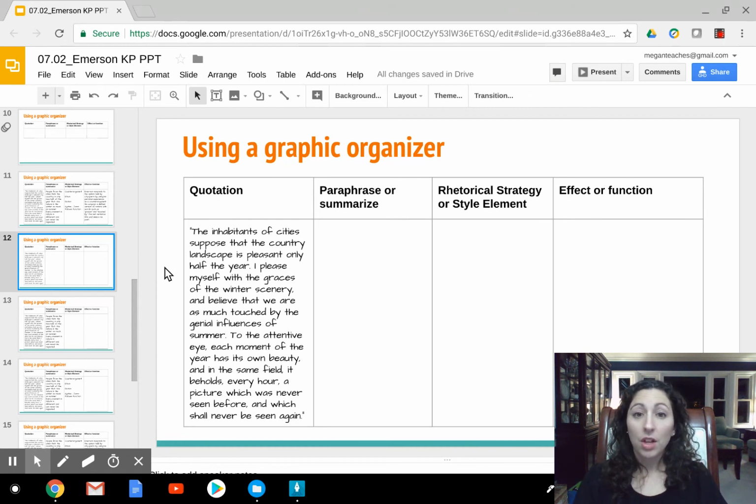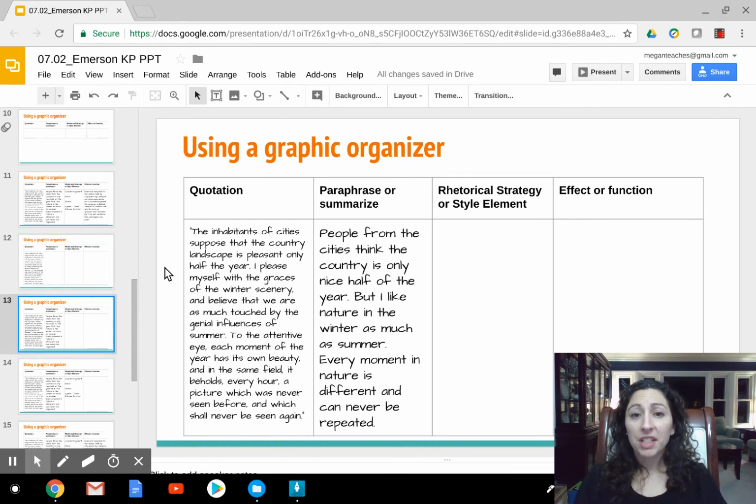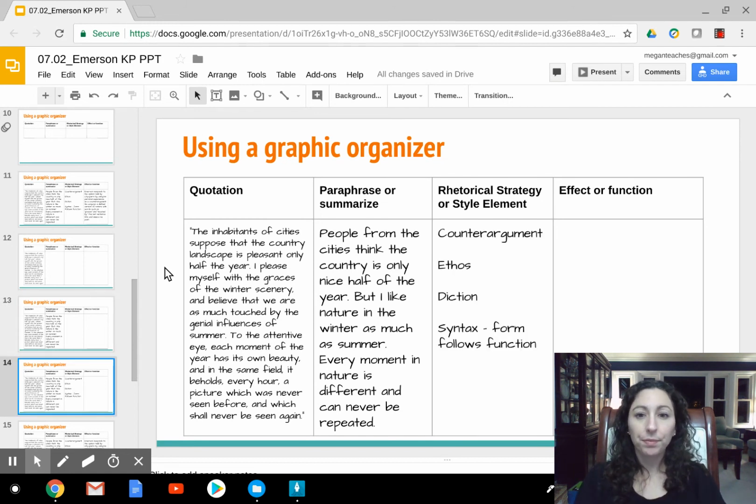All right. So the way I paraphrased it, I said, people from the cities think the country is only nice half of the year. But I like nature in the winter as much as summer. Every moment in nature is different and can never be repeated. So that's how I put it into my own words. Yours may certainly be a little different, but we should essentially get at the same meaning.